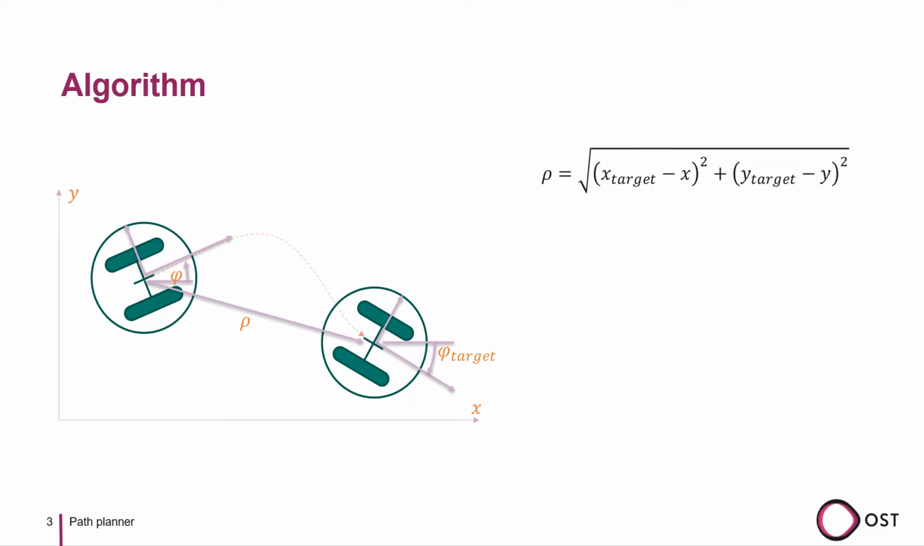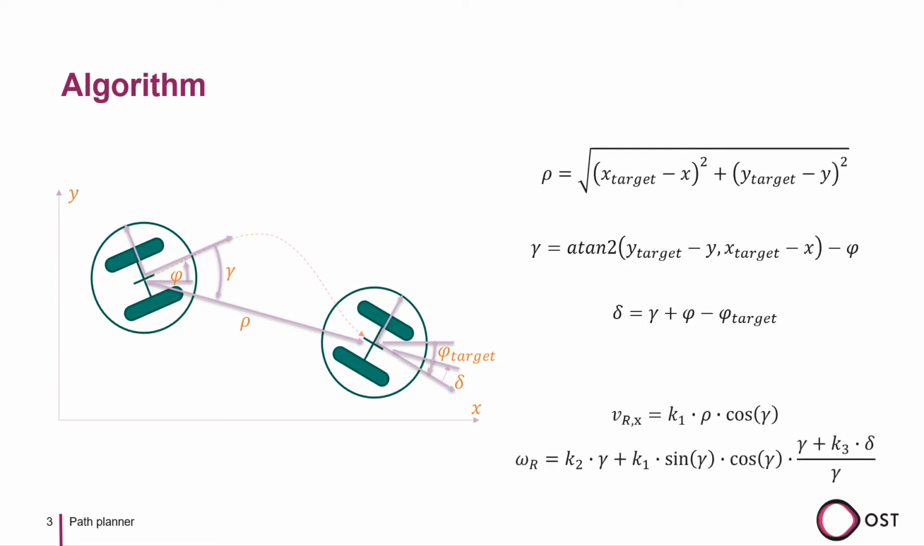First, we calculate the distance ρ between our current position and the target position using the x and y coordinates and the Pythagorean theorem. Second, we calculate the angle gamma between the current orientation phi and the vector from the current position to the target position using the arctangent and the current orientation phi. And third, we calculate the angle delta between the target orientation phi and the vector from the current position to the target position using the previously calculated angle gamma and the current and target orientation phi.